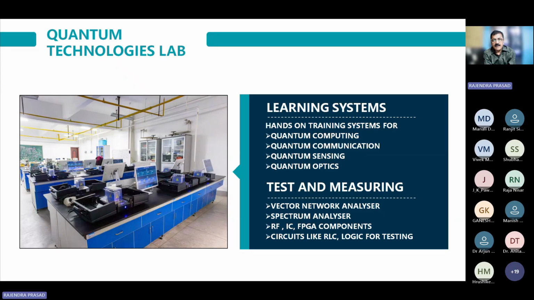So that is possible, and you can learn quantum optics, diffraction, interferometry. All these have some meaning as far as the real quantum equipment is concerned. And for all these things, we are also asked to equip some test and measuring instruments like vector network analyzer, spectrum analyzer, and some basics are required. So we need to have RF integrated circuit and FPGA components, and basic understanding of certain circuits like RLC, logic, etc.